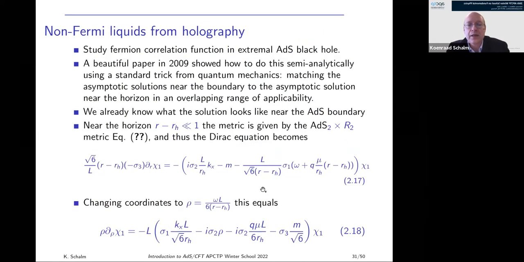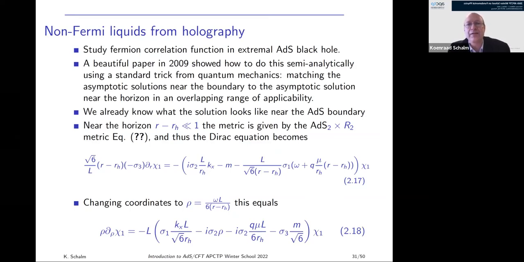Okay, so let's now study this Fermion correlation function in this extremal ADS black hole. In this object, which is very strange, this putative holographic strange metal ground state that has a non-vanishing ground state entropy, and is therefore a candidate for a strange metal.